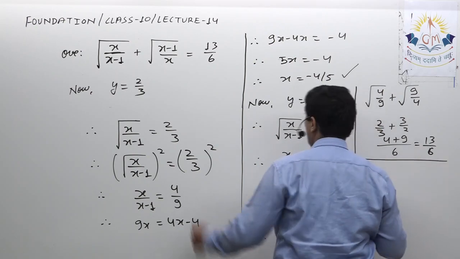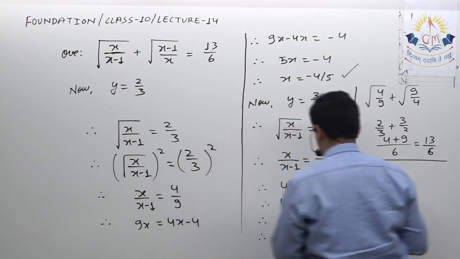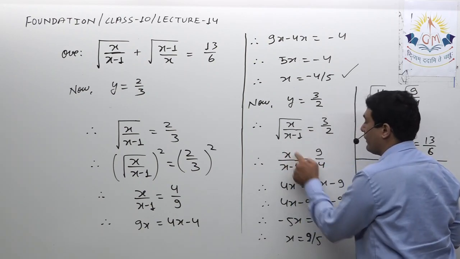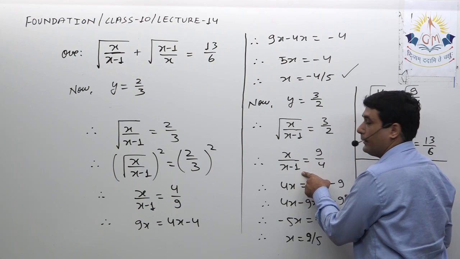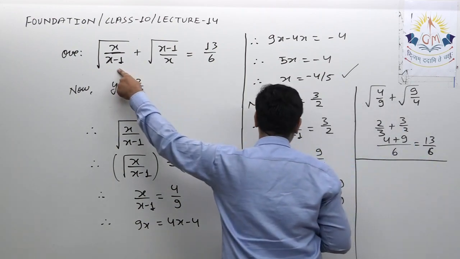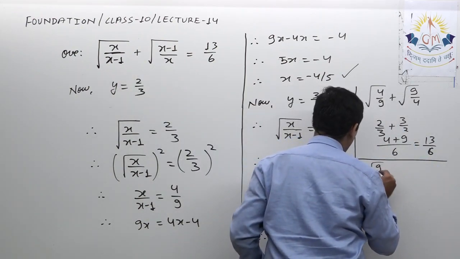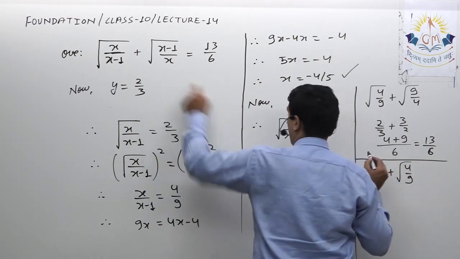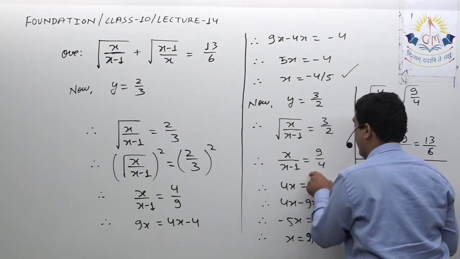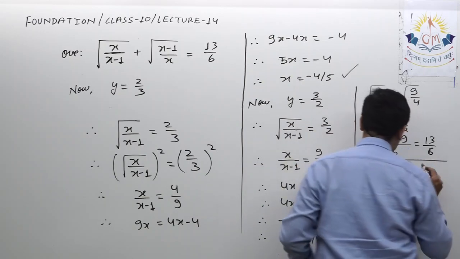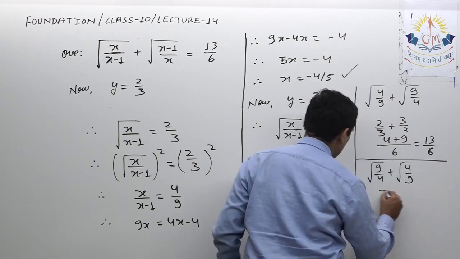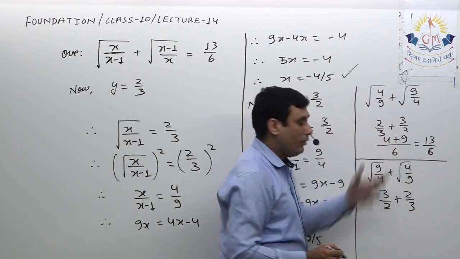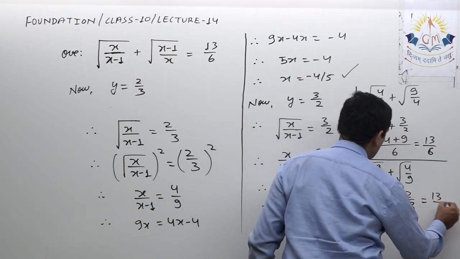Now in the second case I got the value of x equal to 9 by 5, and that I got because I took x upon x minus 1 is equal to 9 by 4. So here I will put 9 by 4. So root of 9 by 4 plus root of 4 upon 9, because x upon x minus 1 is 9 by 4, so its reverse will be 4 by 9. So 3 by 2 plus 2 by 3, but obviously this will be the same, only the order is changed, that is equal to 13 by 6.